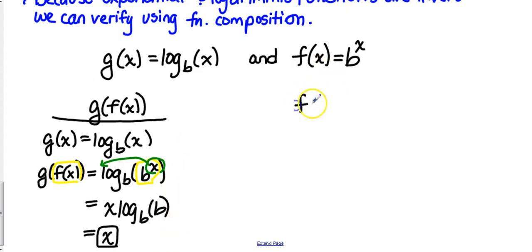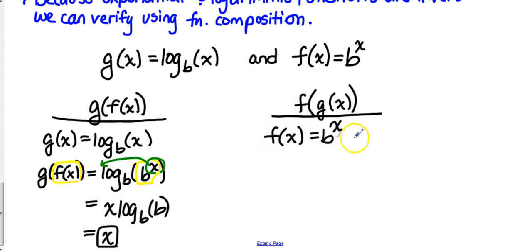Now let's see what happens if we do f of g of x. So we're starting with f of x equals b to the x, and now what are we going to be plugging in? F of g of x, so we will be plugging g into f. Our input is now g. So b to the, I see x right here, so that's going to be log base b of x.